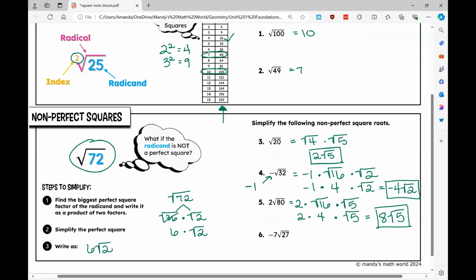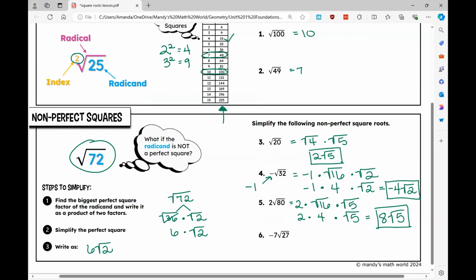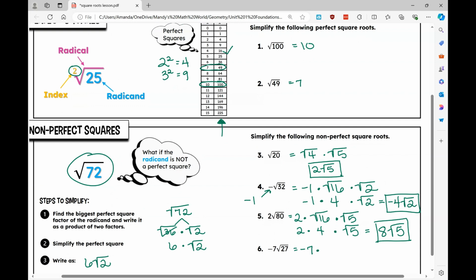Let's get into the last one. -7 square roots of 27. Well, that's just -7 times the square root of 27. What's the biggest perfect square that goes into 27 a whole number of times? 9. 9 times what is 27? 9 times 3, which means the square root of 9 times the square root of 3 is the square root of 27.